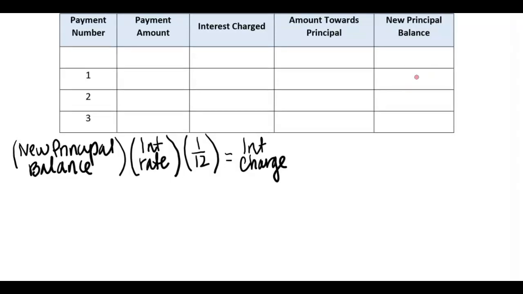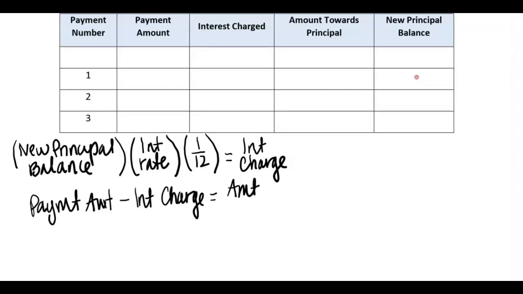Next, we need to find the amount that goes towards the principal. To find that, we have the payment amount minus the interest charged, and that will equal the amount towards principal.